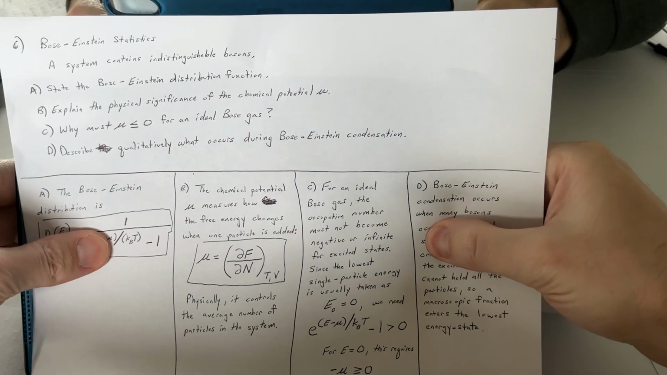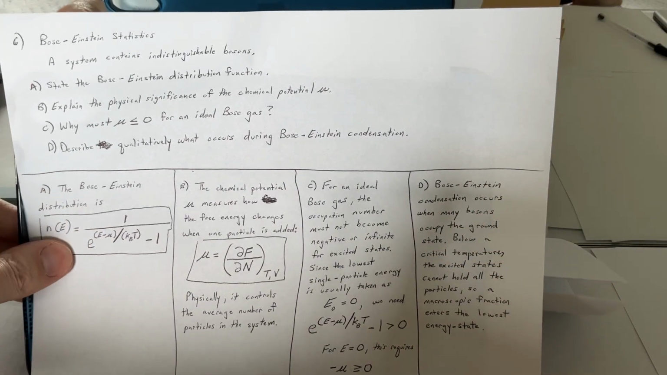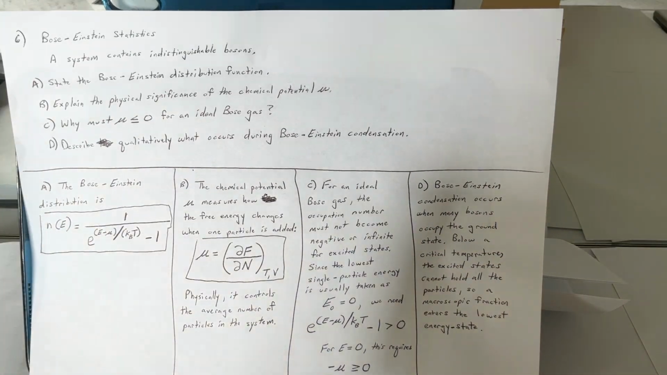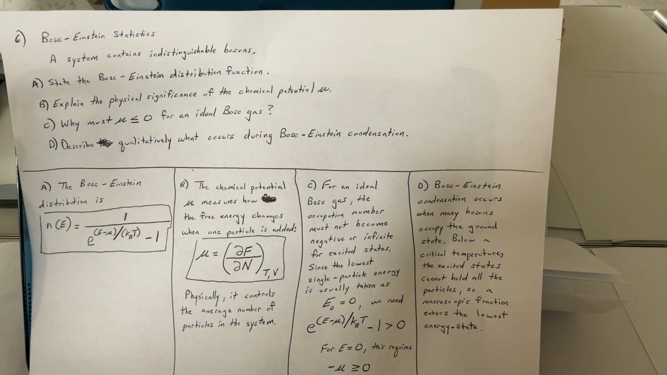Okay, number 6. Right here, we have Bose-Einstein statistics. We have a system that contains indistinguishable bosons. For part A, state the Bose-Einstein distribution function. So that's just going to be this.